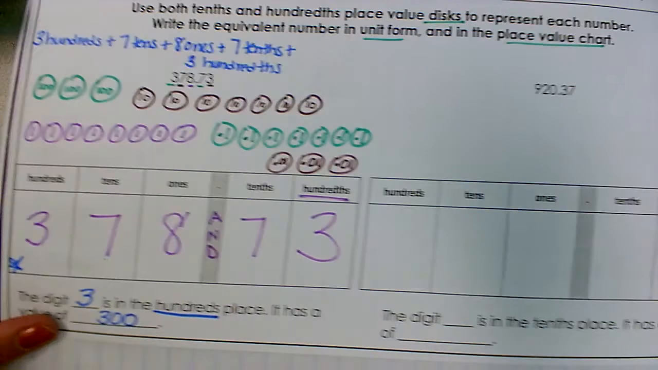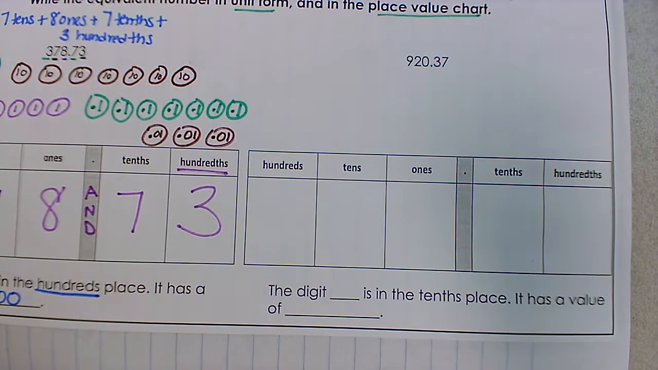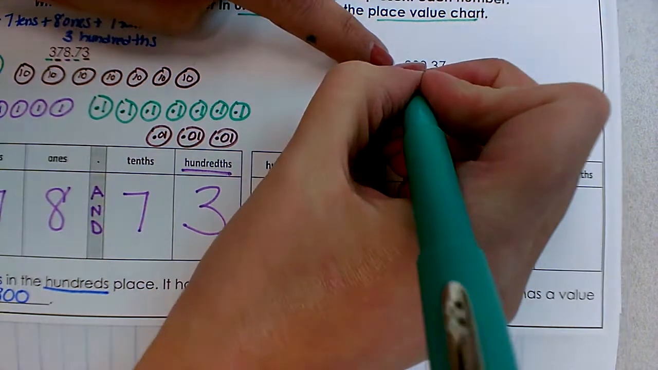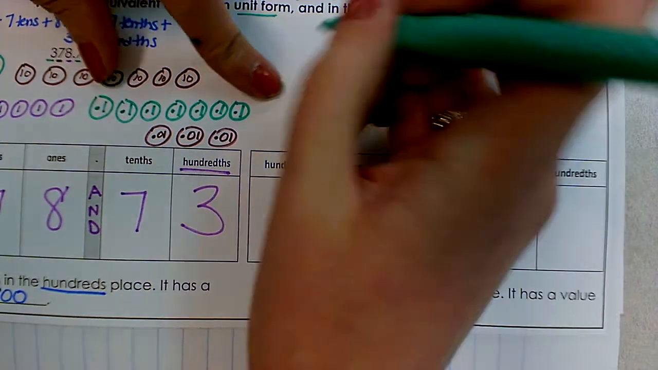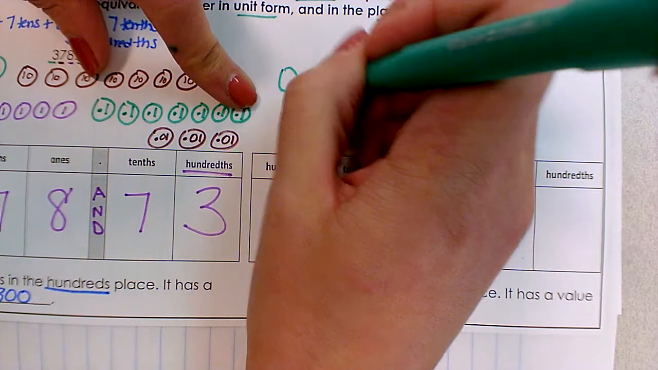Let's try it again. This time we're going to do it with 920 and 37 hundredths. All right, so remember, I'm going to draw all those discs. So I need 9 discs that each represent 100. Here we go.